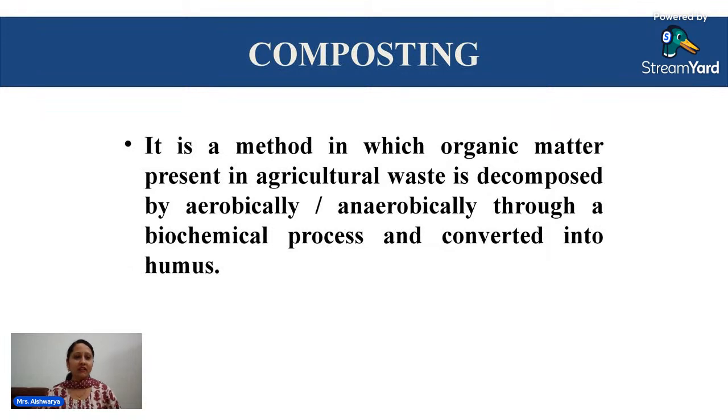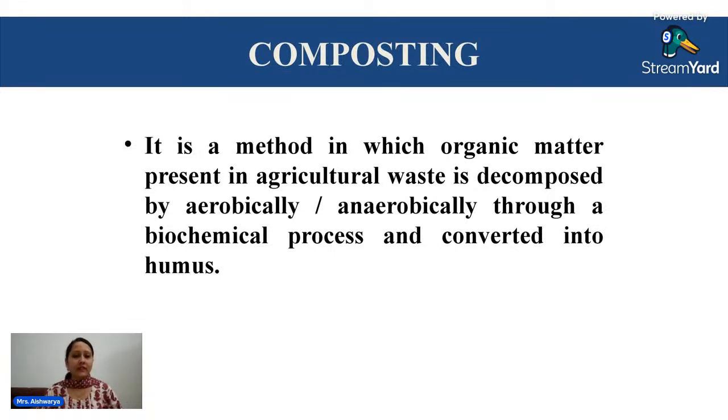So the first one is composting. It is a method in which organic matter present in agricultural waste is decomposed aerobically and anaerobically through a biochemical process and converted into humus, which is later added in our agricultural fields and used in cultivation practices as FYM, or farmyard manure, or compost.